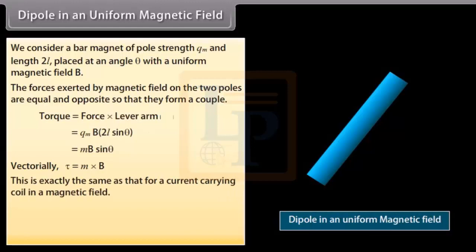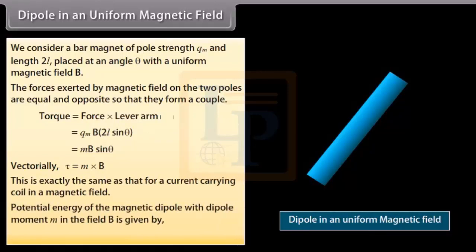This is exactly the same as that of a current carrying coil in a magnetic field. Potential energy of the magnetic dipole with dipole moment m in the field B is given by negative dot product of m and B, that is U = −m·B.